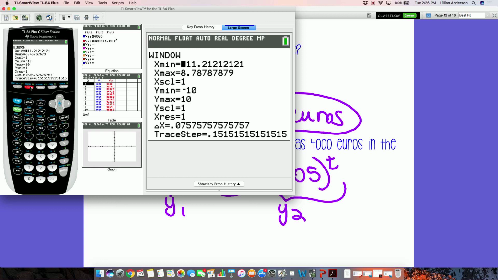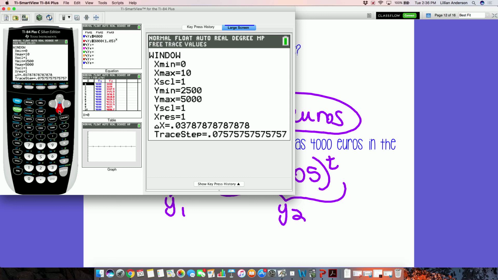Mine's all types of messed up because I've been using it for other classes. But my X min should be what? 0. Well, we're talking about time, right? Can't really have negative time, can we? Our X maximum is going to change that back to 10. What about my Y min? 2500. And my Y max? 5000. Remember, you do have a graph too that you just did.